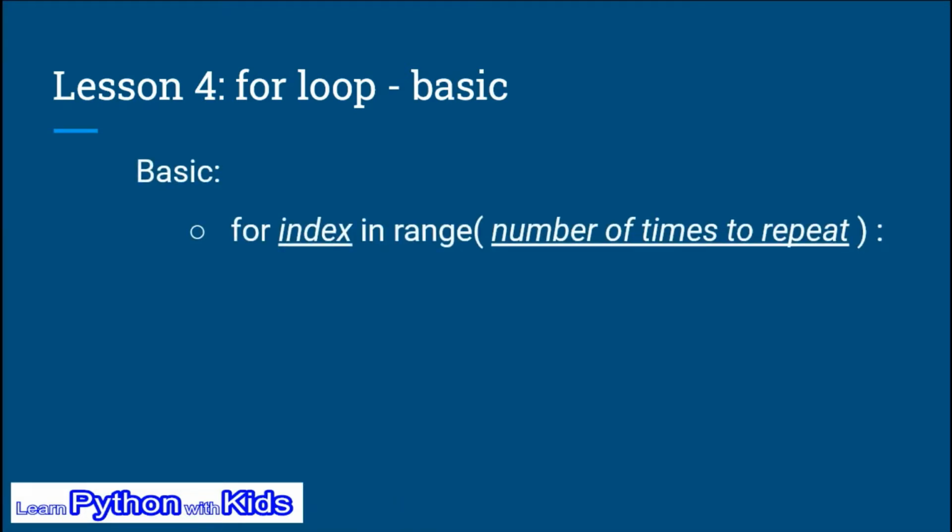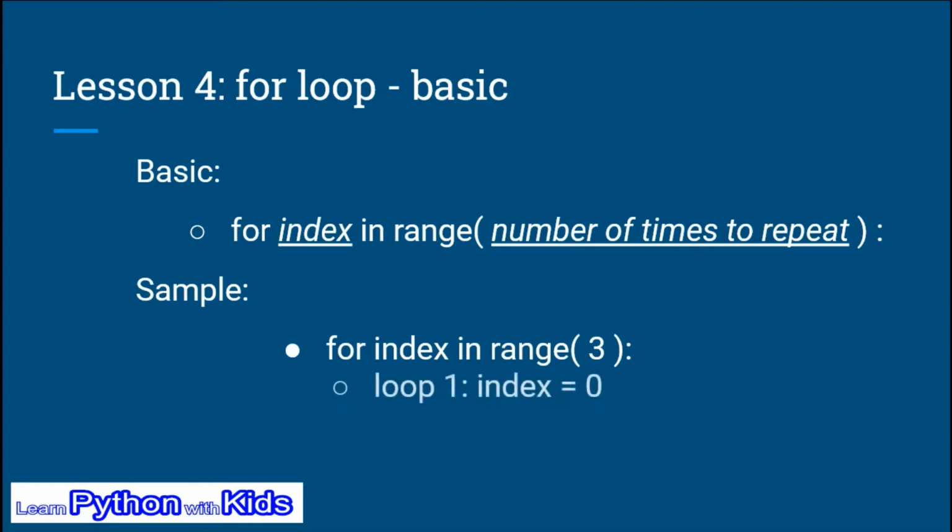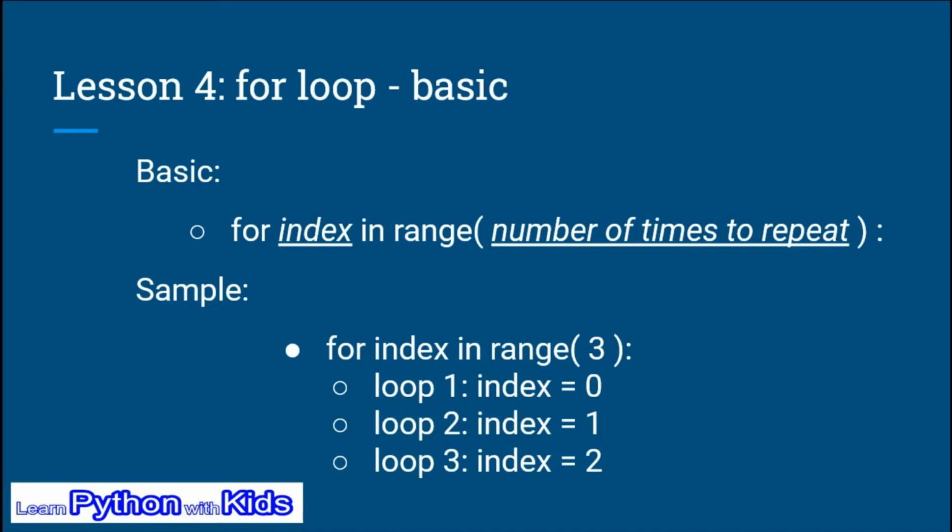Let's get the basic idea about the for loop first. The code of the for loop is: for index in range, number of times to repeat, and with a colon. Let's see the sample. If we want to repeat 3 times, we code for index in range 3. In the first loop, we will have the index value 0, and the index 1 for the second loop, 2 for third loop.